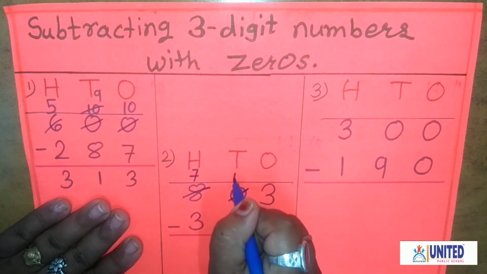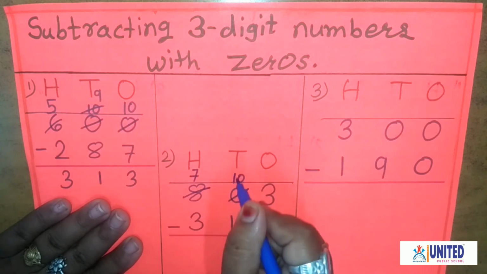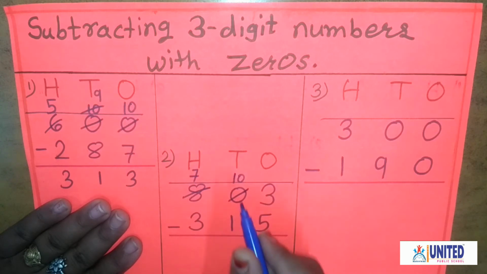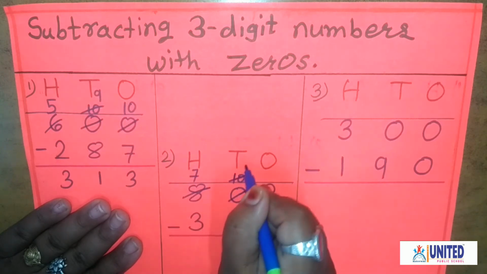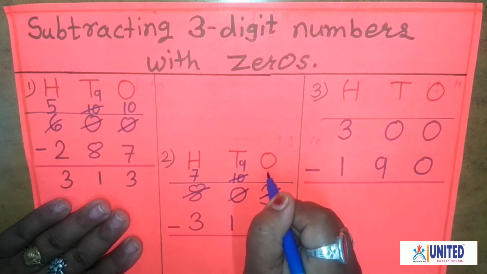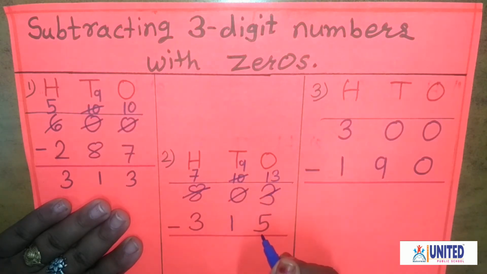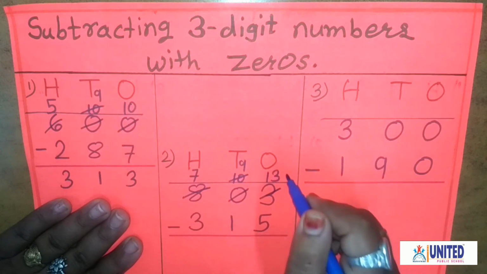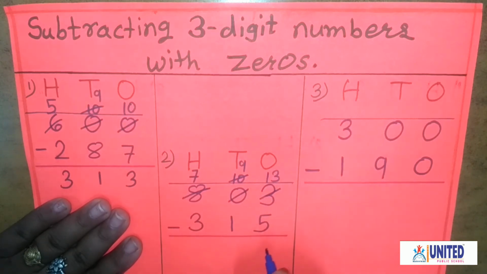So here there is a 10. Now the tens column has 10, so he can give the borrow to the ones column. So here 9 remains. Okay. And he takes the borrow to the ones column. So that is, the ones column has 13 now. Now 13 minus 5 is 8.